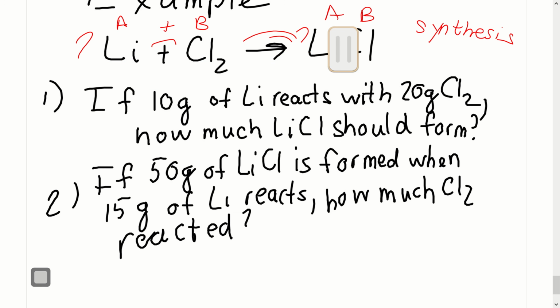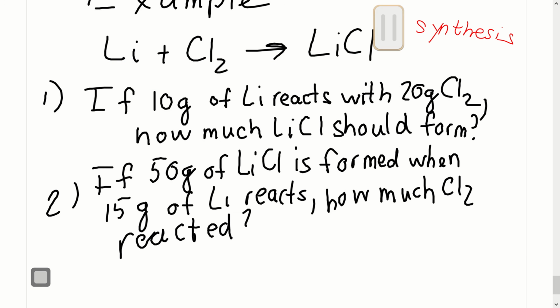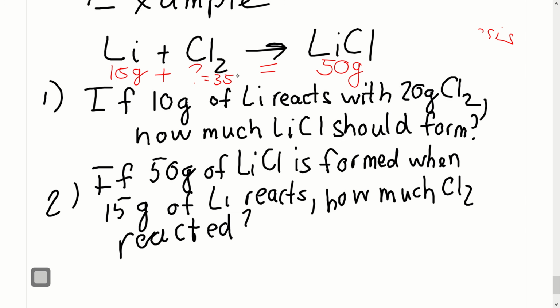What's the one variation? Well, what if I give you something about the product instead? If 50 grams of LiCl is formed, so I know that there's 50 grams of LiCl, it still has to equal the total mass of products, or sorry, reactants. It says 15 grams of lithium is reacting, so 15 plus what is 50? This would be 35 grams. Okay, 35 grams. And that's it.